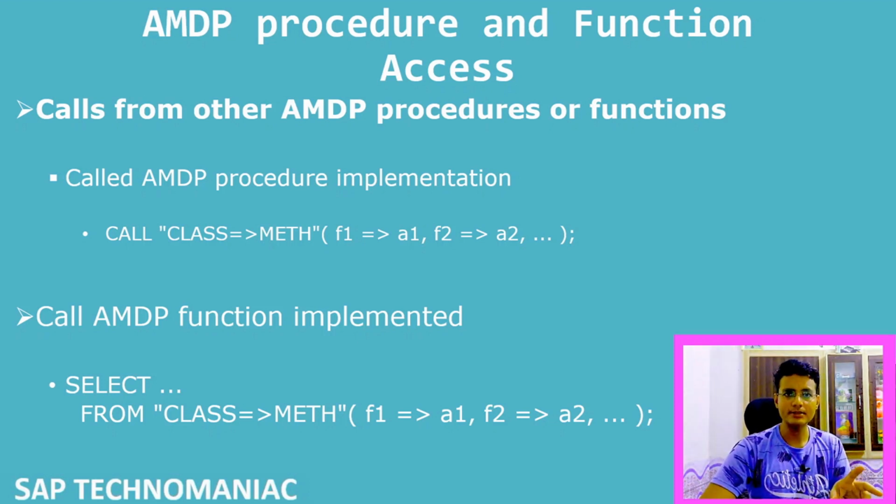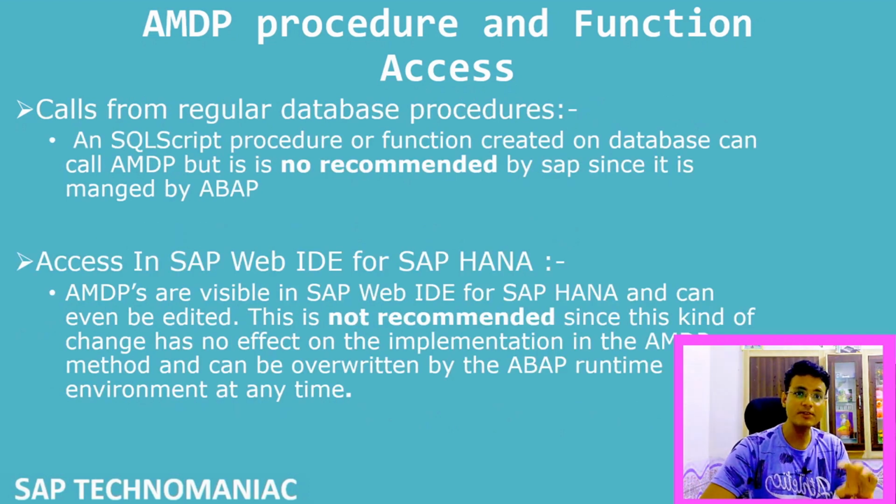Apart from these two places, ABAP and inside AMDP procedures and functions, we can also call AMDP procedures and functions at the database level. At the database level they have their own language, SQL script, and they write their own procedures and functions. Inside those, they can call our AMDP procedures and functions if required. But SAP does not recommend using the procedures and functions created by the AMDP framework for local purposes, because they will be handled from ABAP itself.